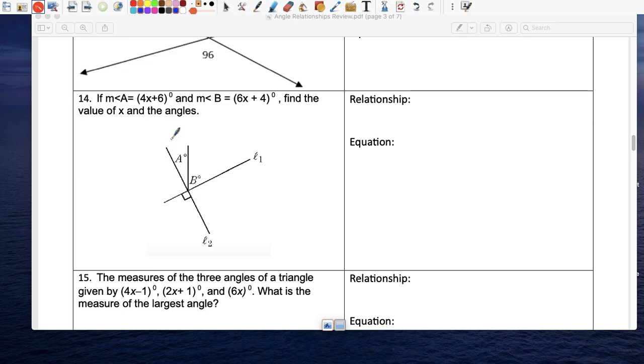Angle A, which is right here, is 4x plus 6. Angle B, which is right here, is 6x plus 4. Find the value of x. Well, what do I know about these two angles? Well, first of all, this guy means that this is 90. And if that's 90, guess what this angle is? It's also 90 degrees because they're vertical, right? So if they're vertical, they're equal, so I can write their vertical angles.